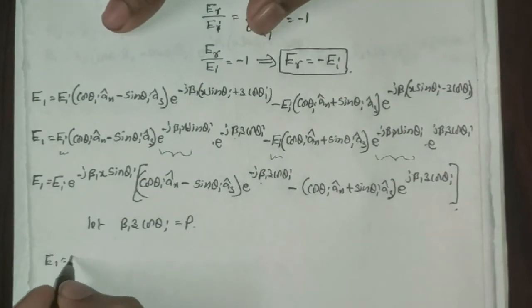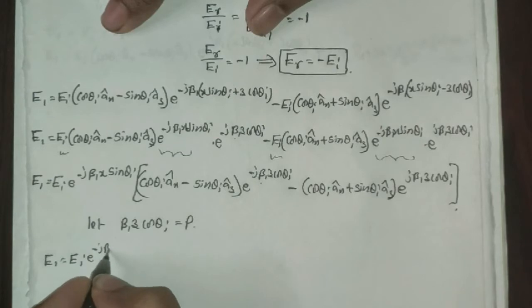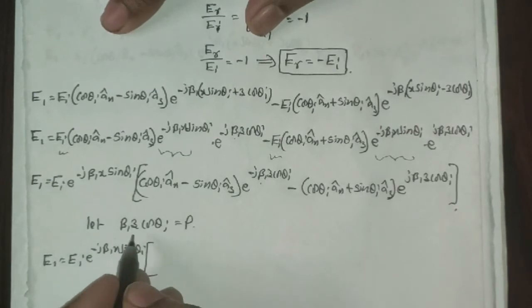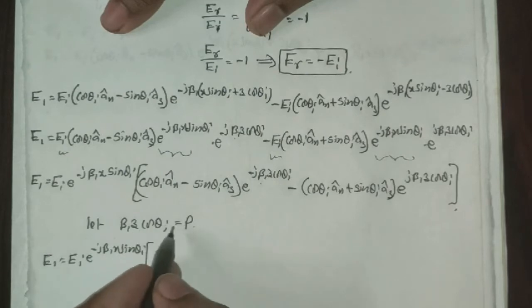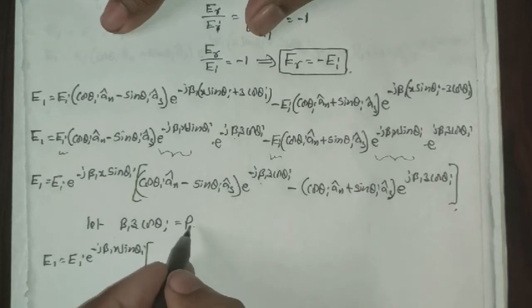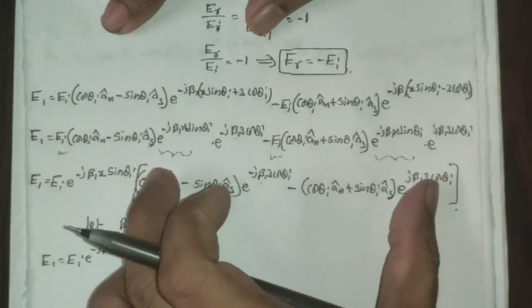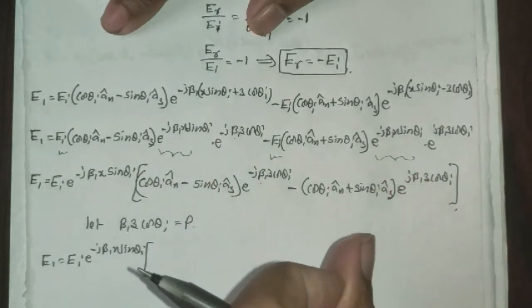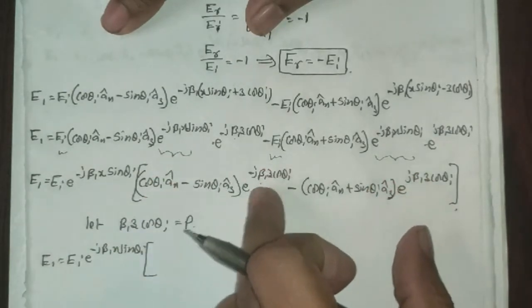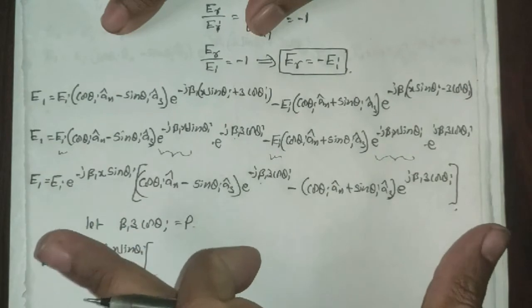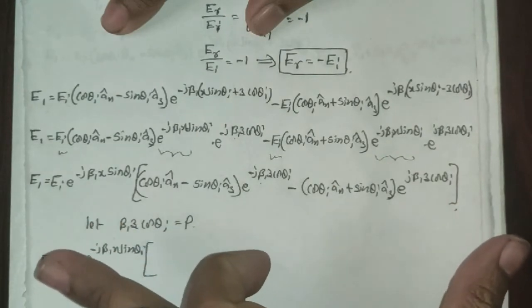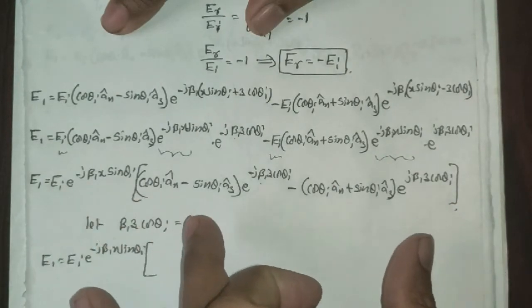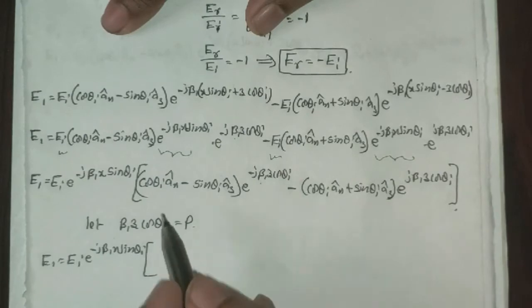After assuming E1 equal to Ei into e power of minus j beta 1x sin theta I into x, I am assuming this beta 1z into cos theta I equal to p in order to reduce the complexity of the simplification. If you simplify as it is, it requires large computation. So in order to reduce such complexity, I am just assuming this as p.